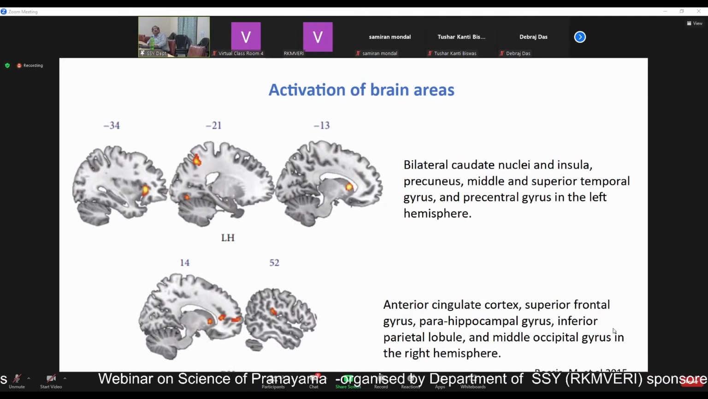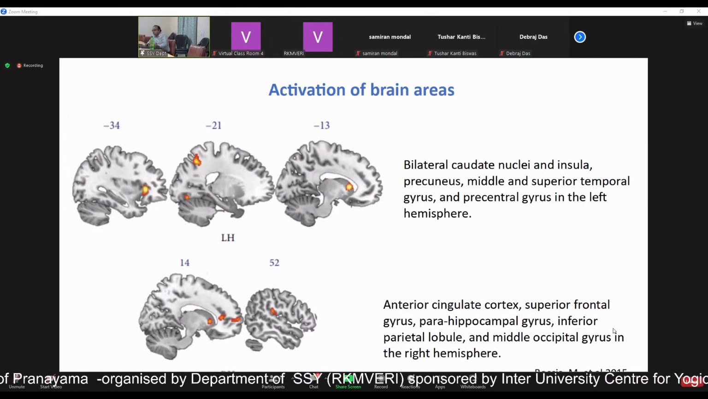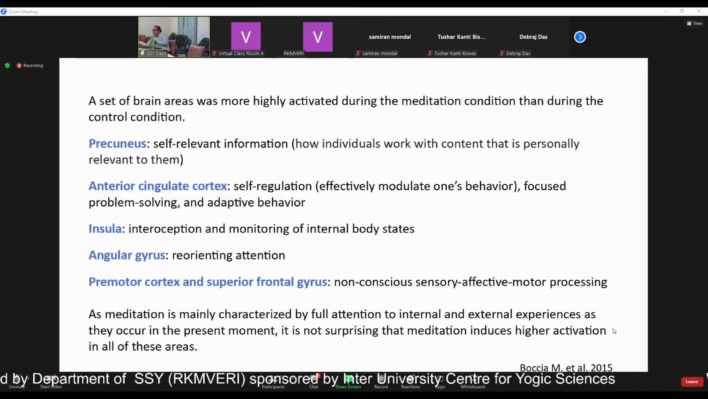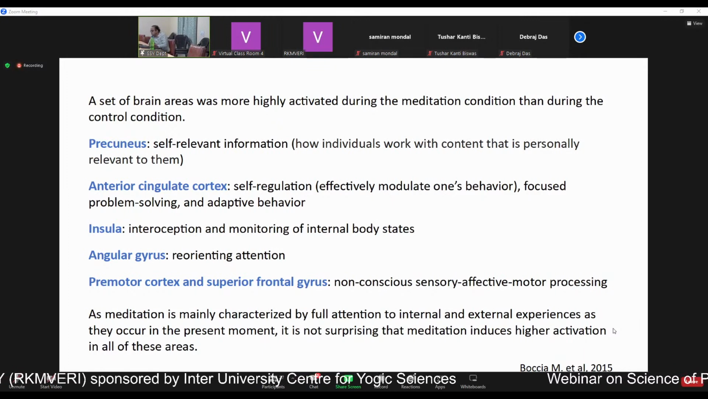Those are different structures of the brain, some common in both hemispheres, like caudate nuclei and insula, precuneus, medial superior temporal gyrus, precentral gyrus in the left hemisphere, and some other structures on the right hand side of the brain. Many of these brain areas are part of the so-called default mode network I mentioned earlier. So a set of brain areas are more highly activated during the meditation condition, or the condition which was claimed as meditation, than during the control condition. Those include the precuneus I mentioned earlier, which is most relevant.